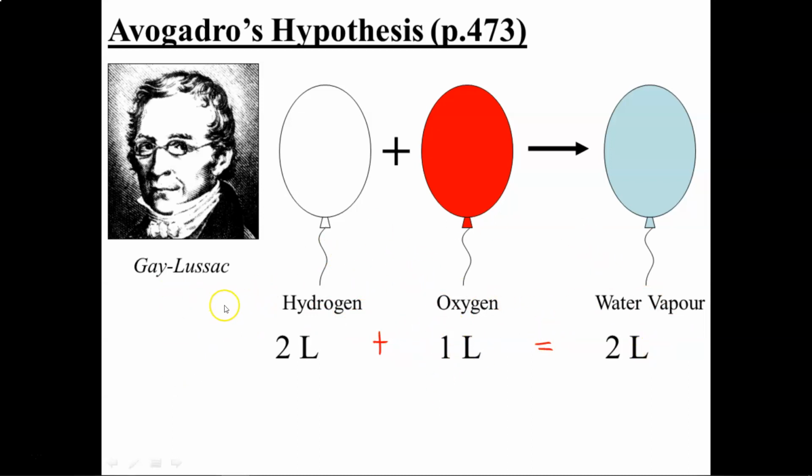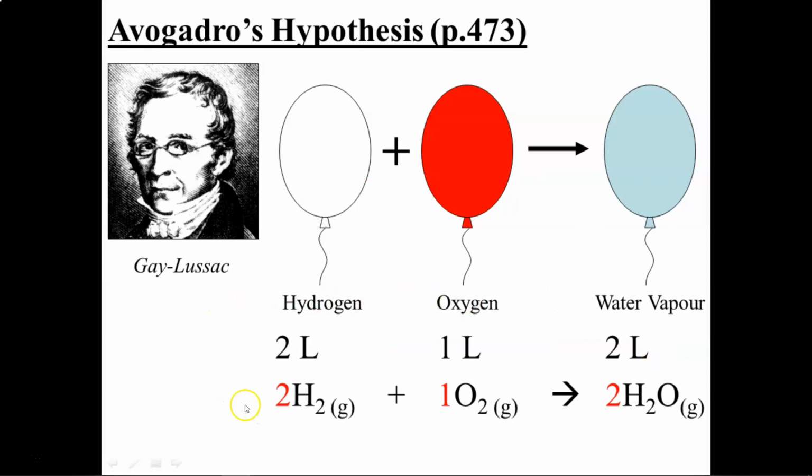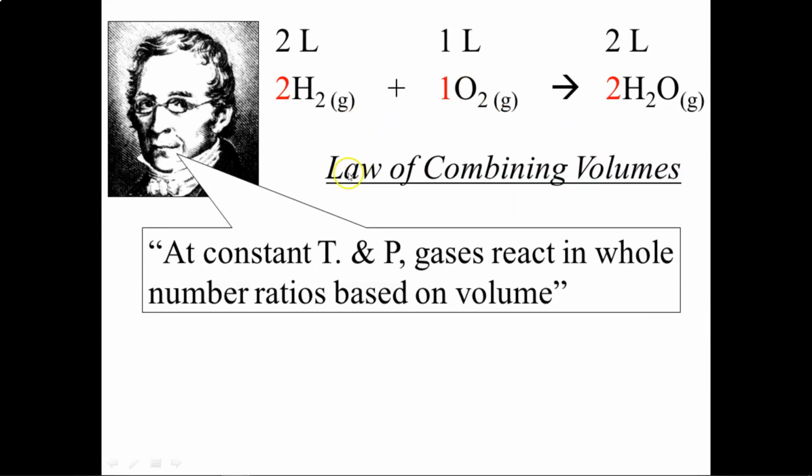But let's take a look at the balanced equation for this reaction. It would seem that the volume ratios in the chemical reaction are identical to the stoichiometric ratios in the chemical reaction. Now, as we know, mass ratios would not work. 2 grams plus 1 gram would not equal 2 grams. But the volume ratios did match up, even if the mass ratios did not. Based on this information, Gay-Lussac came up with the law of combining volumes, which states, so long as temperature and pressure remain constant, gases will react in whole number ratios based on volume.